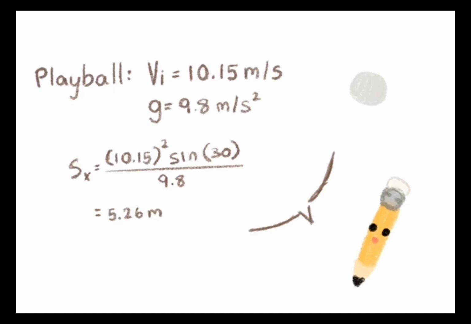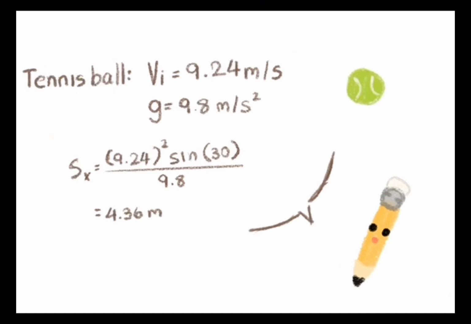Let's calculate for the play ball. The initial velocity that we got from the last calculation is 10.15 meters per second, and gravity is 9.8 meters per second squared. We calculate the distance and we get 5.26 meters. We do the same calculation with the tennis ball and baseball, and we get 4.36 meters for the tennis ball and 3.48 meters for the baseball.